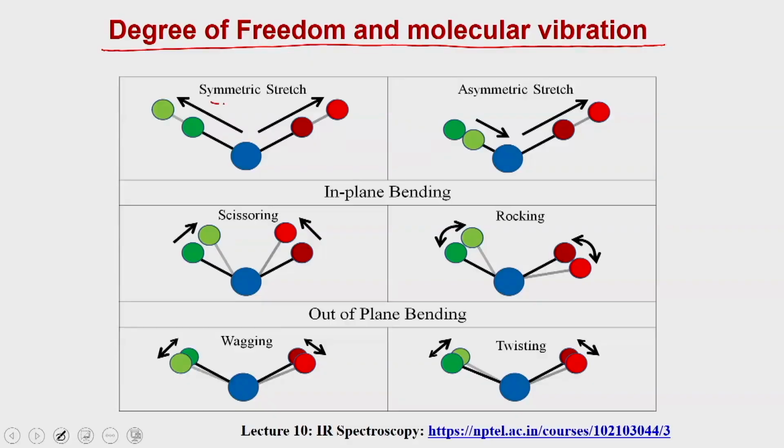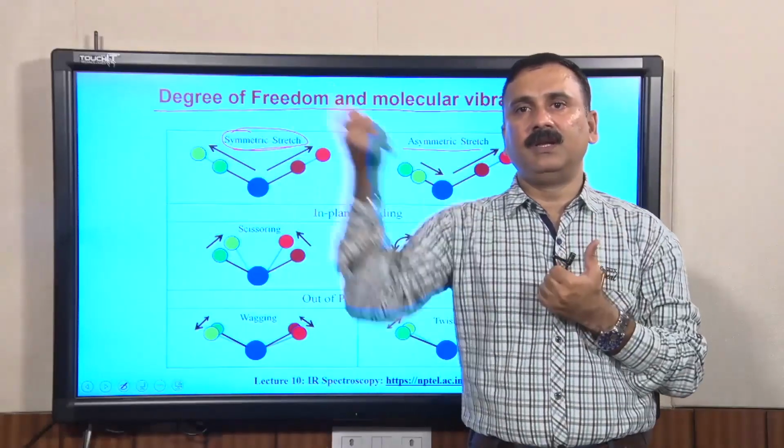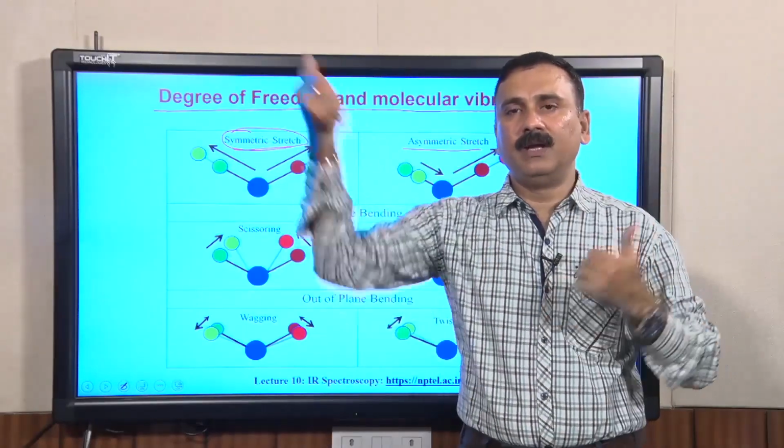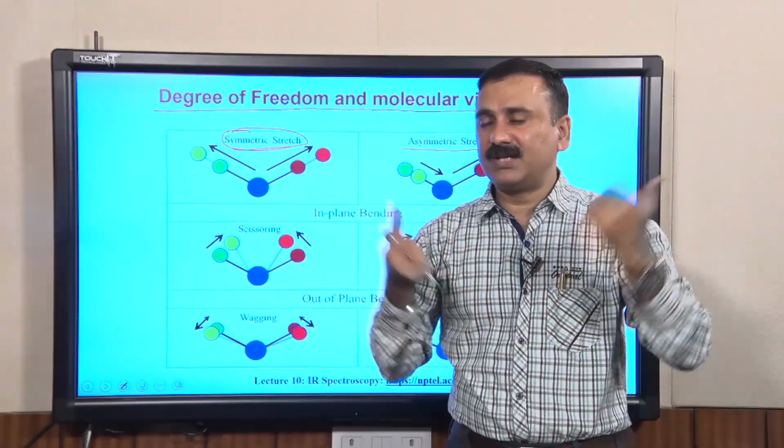So, you can have stretching, which can be symmetrical, which means the two atoms move from the central atom at the same rate. If it is asymmetrical stretching, one will be approaching while the other one is going away. So, that will be asymmetrical stretching.